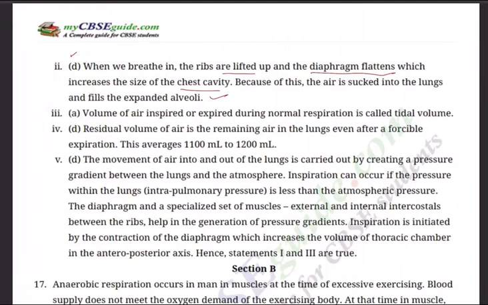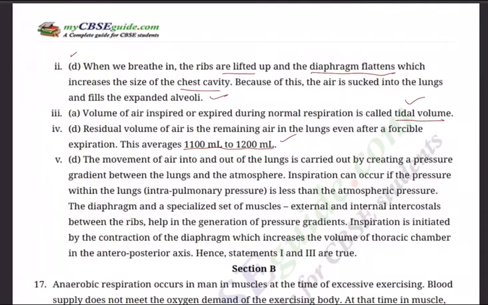Question 3. What term is used for the volume of air inspired or expired during normal respiration? Volume of air inspired or expired during normal respiration is called TV. All of us know it, tidal volume. Now, A, that is answer. Question 4. The residual volume of air is, of course, already we know, we discussed this in our normal tutorials, 1100 to 1200 ml. Answer D.